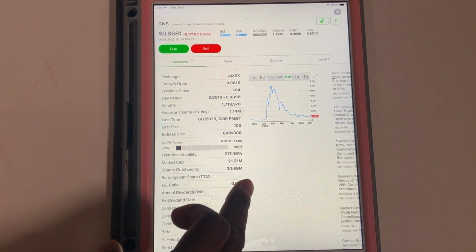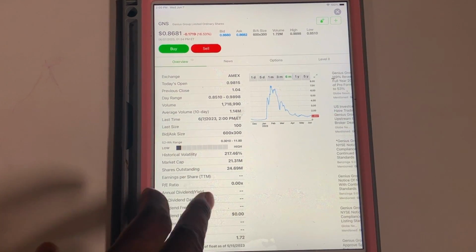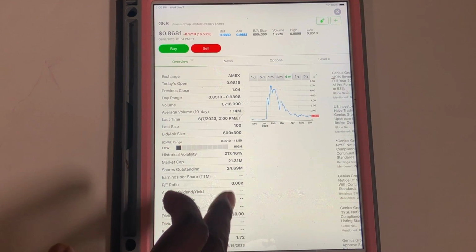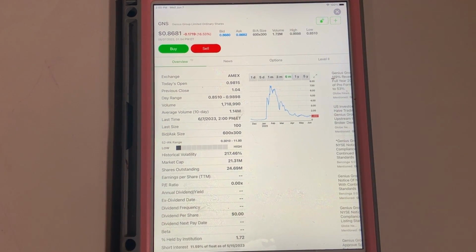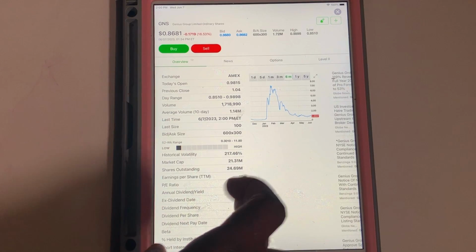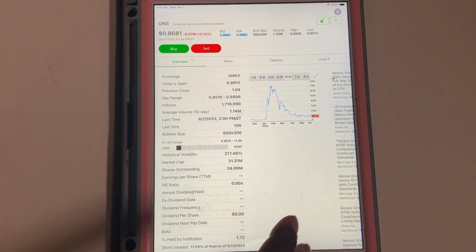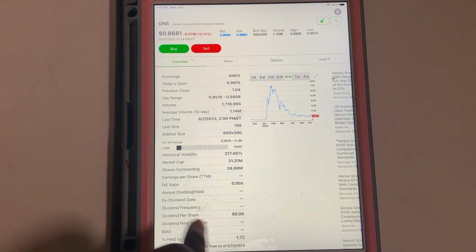The earnings per share, there's no earnings per share. This is a red flag. When a company does not have any earnings per share, that's a red flag for me when I'm trading. And I don't usually go long term with stocks that don't have an earnings per share figure readily available. Okay, it's not paying any dividends yet.